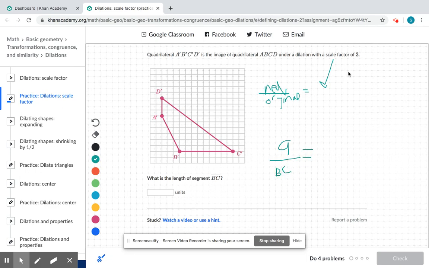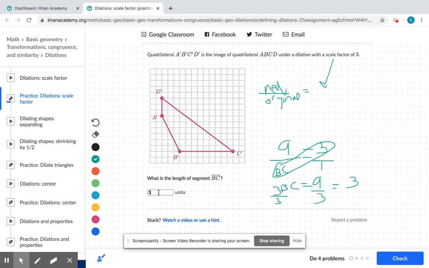And they already gave me my scale factor. We kind of have to figure this out. So what I'm going to do is cross multiply. I'm going to do my little butterfly. So I'm left with 3 BC equals 9. And to get BC alone, you're going to divide by 3. So your original side is 3. All right, so if this original shape, if BC went under a scale factor of 3, 3 times 3 is 9, which makes sense. So I'm going to put 3 in here.